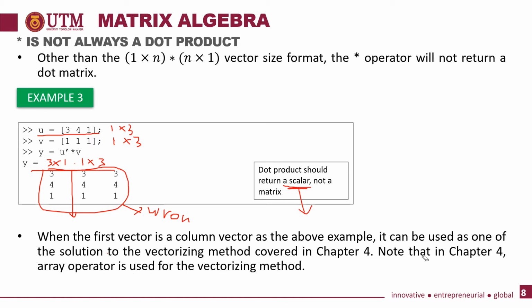Note that in chapter 4, array operators are used for vectorizing methods. So if you want to vectorize your matrix, you can use these methods. But if you want to compute the dot product, you cannot use these methods. You need to make sure, as usual, the size must be correct. If you want to do vectorizing, you can use U transpose multiplied by V. But if you want to use dot product, you cannot use this because the size doesn't match.